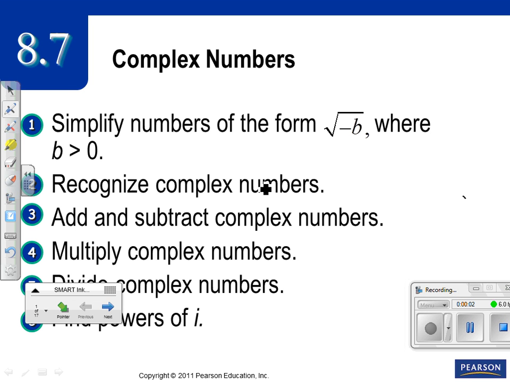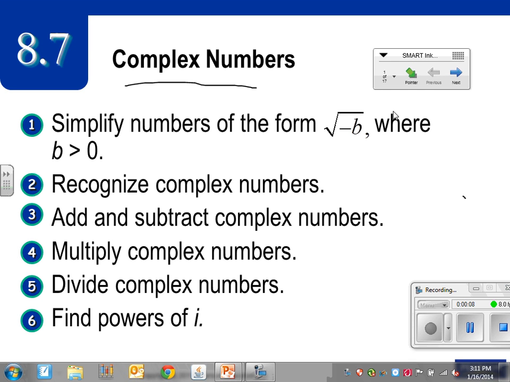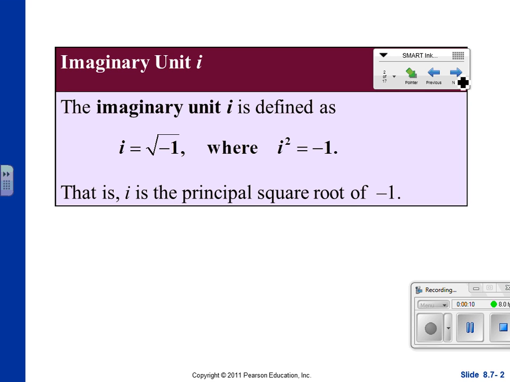Alright, the last lesson for Chapter 8 is about complex numbers. So we're dealing with values where you have a square root of a negative number. First off, I need to define an imaginary unit. The imaginary unit i is where i is the square root of -1. So anytime you have a negative under the square root, you just pull out an i.